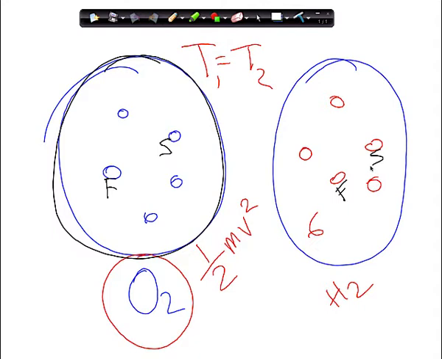But if we could find the speed of every single one of these molecules and take the average, the average for the hydrogen would be faster than the average for the oxygen, because it has to be to give them the same kinetic energy, because they're at the same temperature. Does that all make sense?